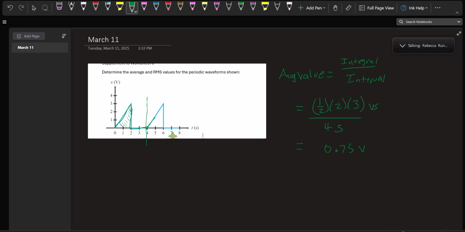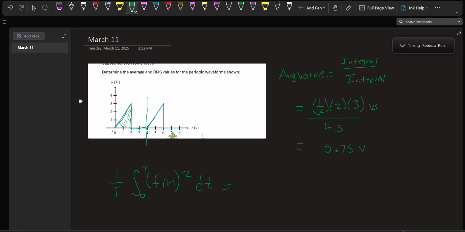Now my root mean square is a little bit different. I think I am going to have to write this one out. It's 1 over the period times the integral from 0 to the period of the function f of t squared dt. So I think I am going to have to get the function this time.